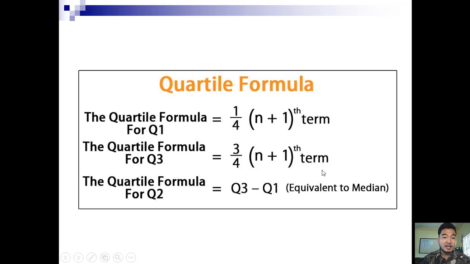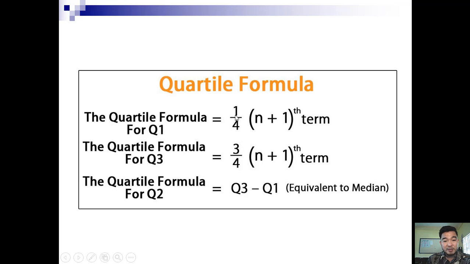Paano sinosolve ang quartile? So, we have the formula, the quartile formula. For the first quartile or Q1, Q1 is equal to 1/4. Bakit 1/4? Kasi this is the first quartile, 1, and then there are 4 different parts. Kasi quarter nga siya, no? Kaya 1/4 times the quantity of n plus 1. Yun yung magiging Q1 natin or first quartile.